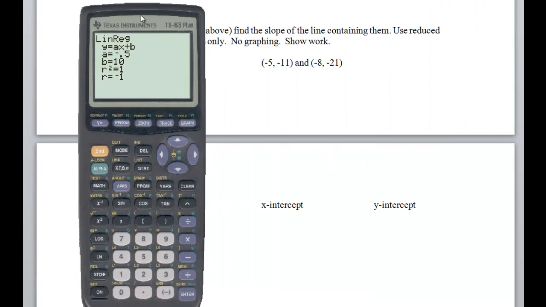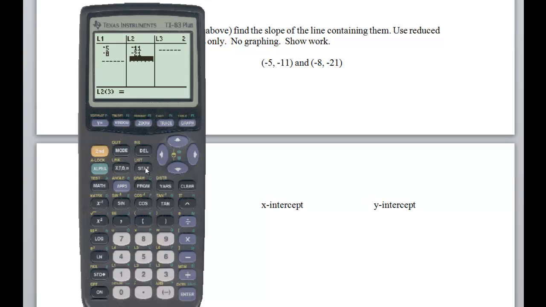Now, for this other problem, I can show you how to quickly type these in and do your graphing calculator work. Click the Stat button, click Enter, and we need to clear these lists, so go to the very top, hit Clear and Enter. Then type this in. -5, Enter, move to the right, -11, Enter. Now you've typed in the first point. Scroll to the left here, and then go -8, Enter, and -21, Enter.